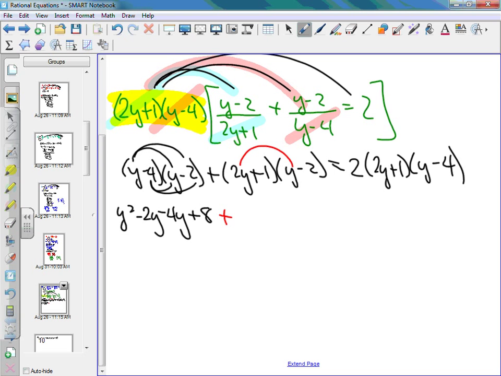The first terms, 2y times y is 2y squared. Outer, 2y times negative 2 is negative 4y. Inner, y, last, minus 2. Should we put them in parentheses or anything?